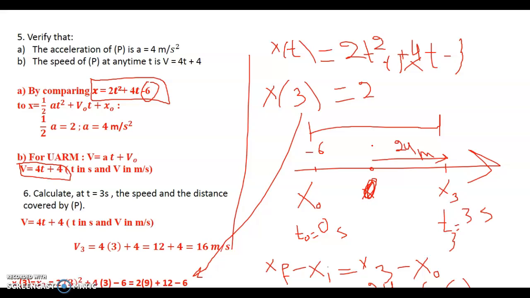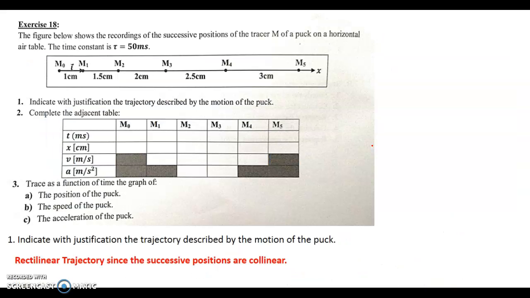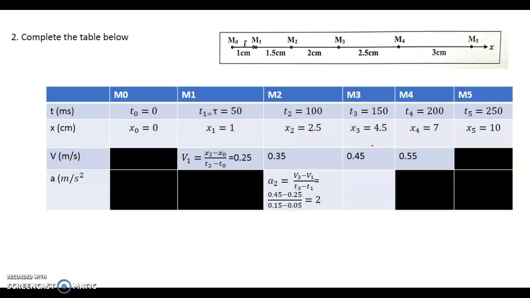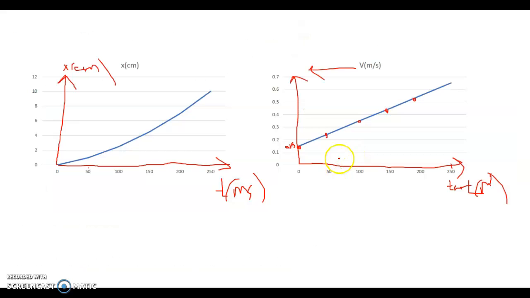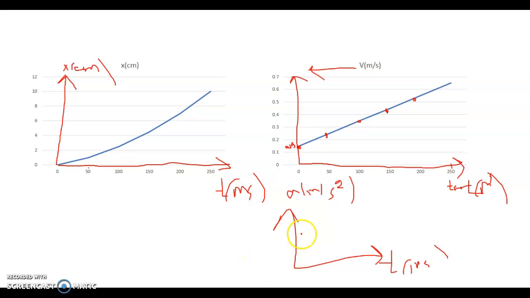Let's check if there are other questions here. This one. And concerning the acceleration of the puck, it's constant. A is equal to 2, so you can simply draw the graph. It's easy. A versus T. It's A in meter per second squared. Don't forget to write the units. And T in milliseconds.